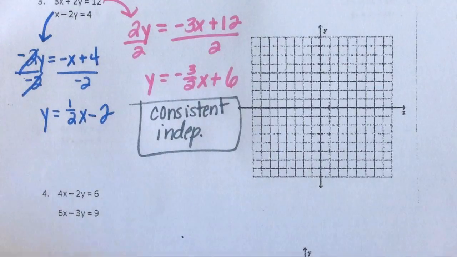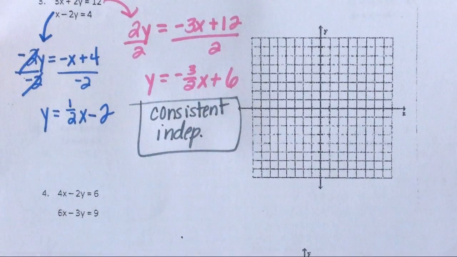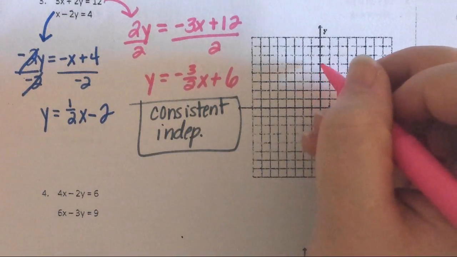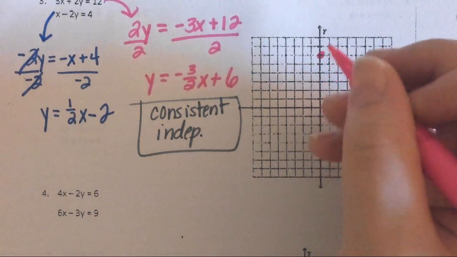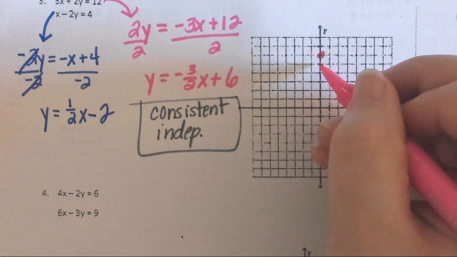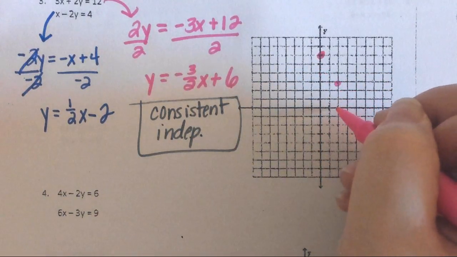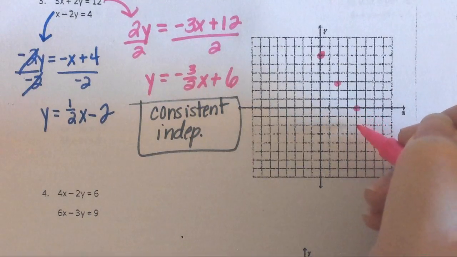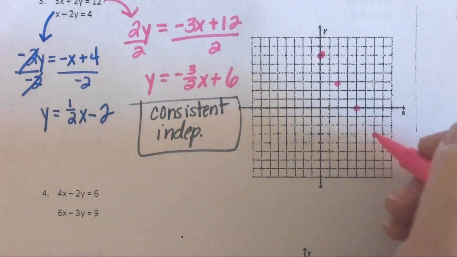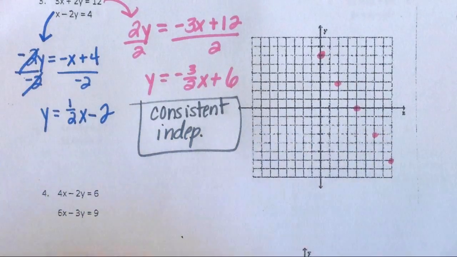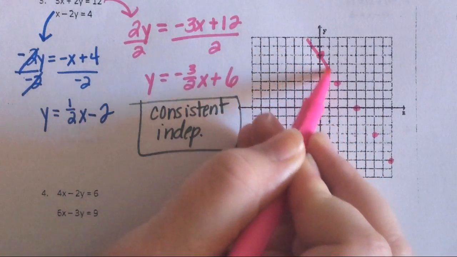Okay, so the pink one I was supposed to put an intercept at 6. So 1, 2, 3, 4, 5, 6. My slope is negative 3 over 2, so down 3, right 2. Down 3, right 2. Down 3, right 2. Do my best to connect those dots.